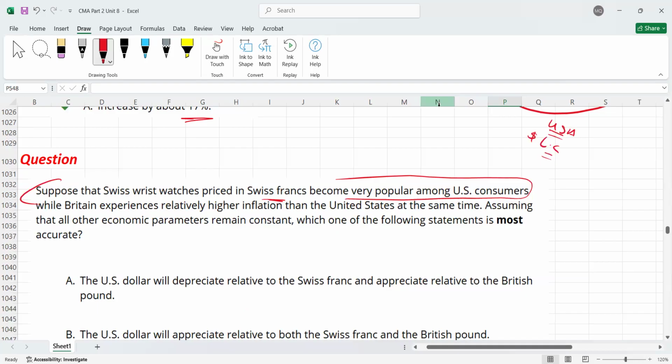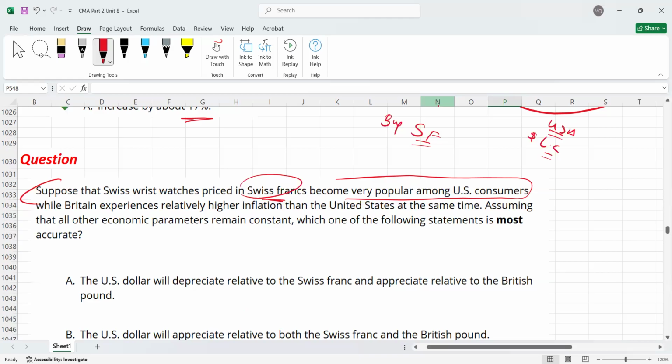Now, foreign products are very famous in your country. Foreign wrist watches are very famous in your country, so you are buying wrist watches. But their price is in Swiss francs. So what will you do? Obviously, you need to buy Swiss francs.